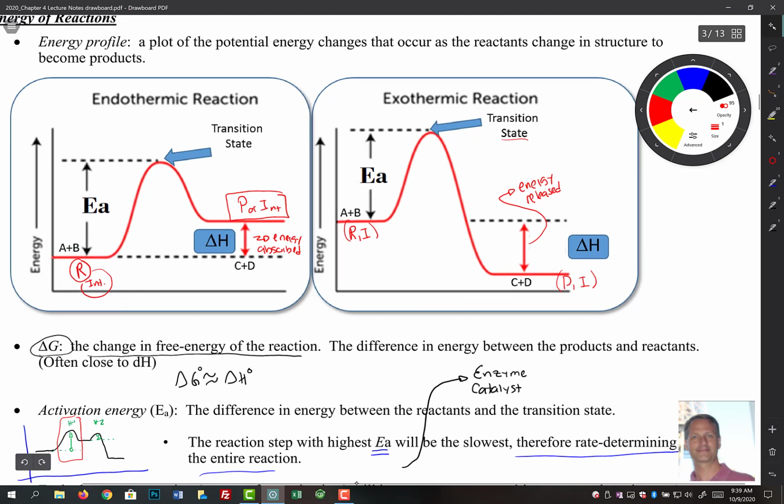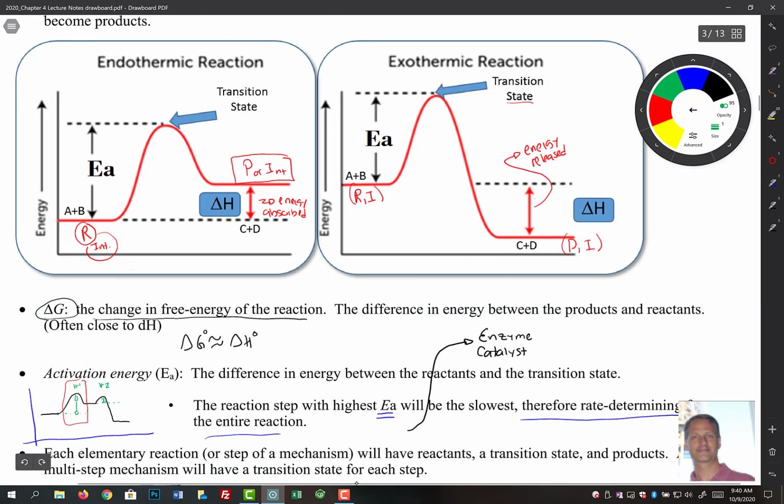So if we look up here at the top, the endothermic reaction, we can see our transition state is a little bit closer in this case to our products, our intermediates, and here a little bit closer to our reactants. Now the bigger that delta G / delta H is here, the more pronounced that difference becomes.